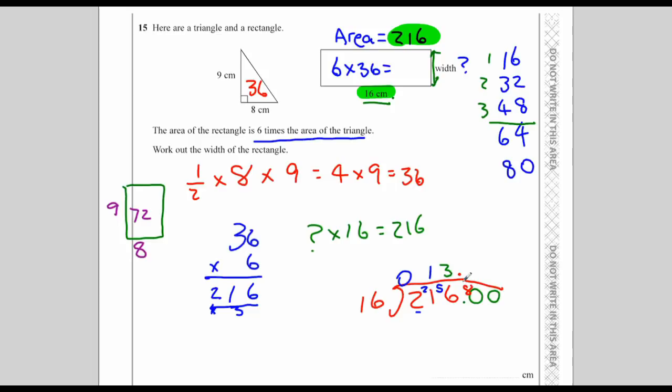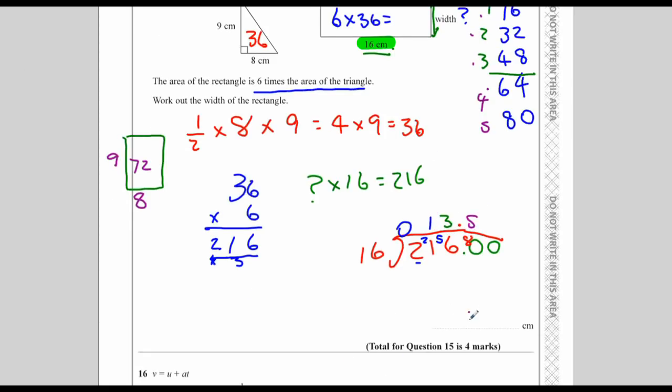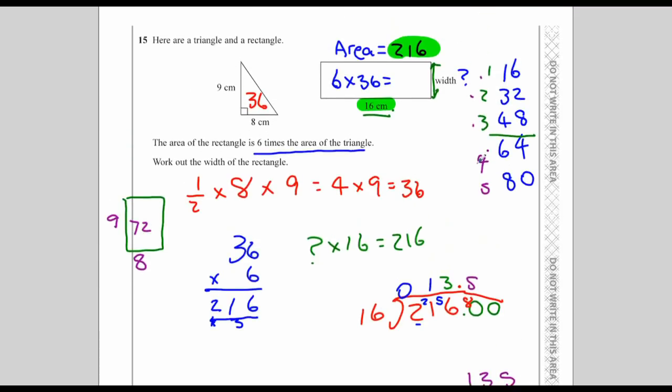How many times does 16 go into 80? 1, 2, 3, 4, 5. So your answer is 13.5 centimeters. You get 4 marks for that because it's quite tricky. There's a lot going on to do.